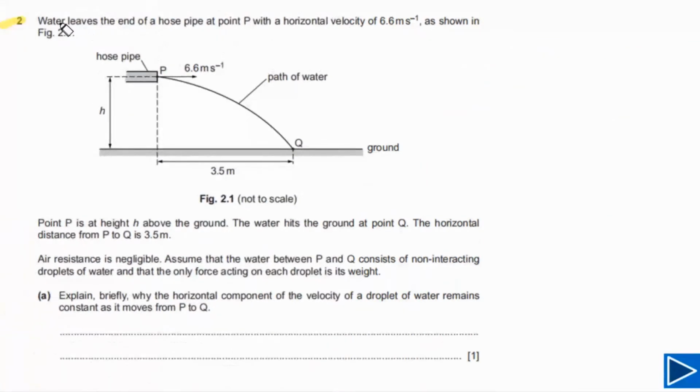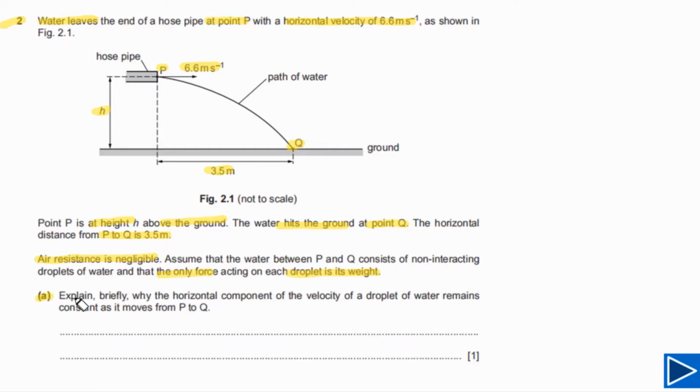For question number 2, it is given to us that water leaves the end of a hose pipe at point P with a horizontal velocity of 6.6 meters per second. This is horizontal velocity. It is also given to us that point P is at height h above the ground. So this is height h. The water hits the ground at point Q. At this point, water hits the ground. The horizontal distance from P to Q is 3.5 meters. So this is horizontal distance. It is also given to us that air resistance in this case is negligible, and the only force acting on each droplet is its weight.